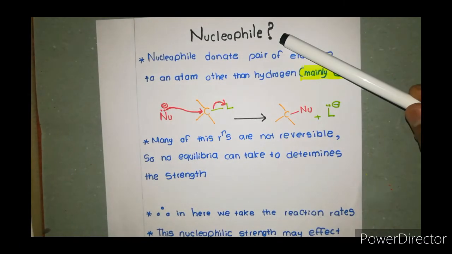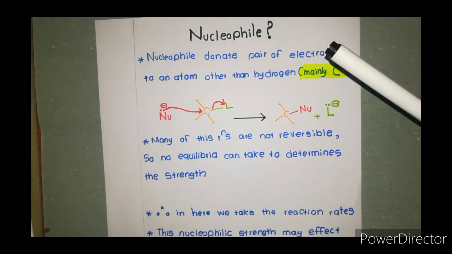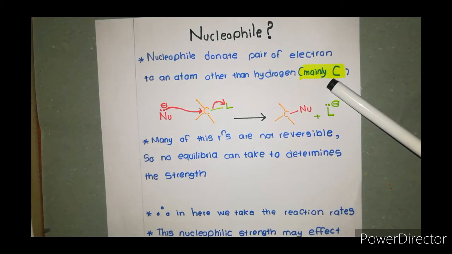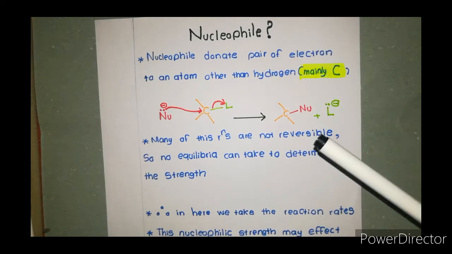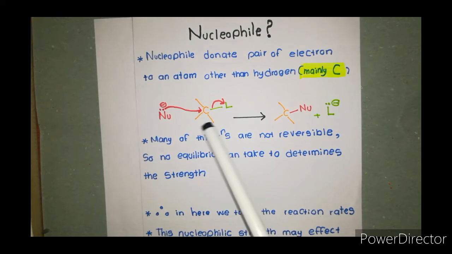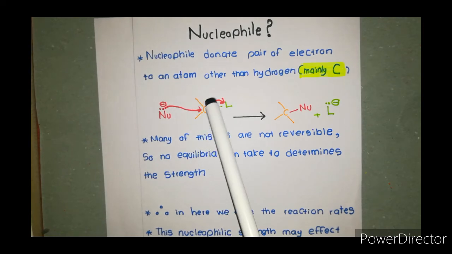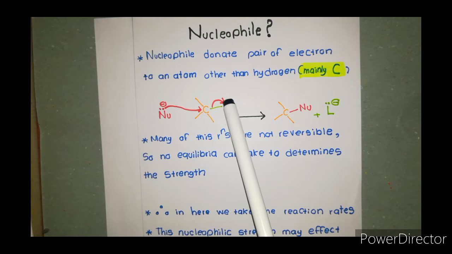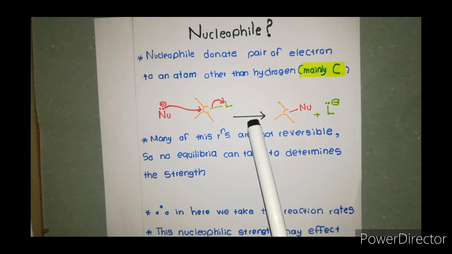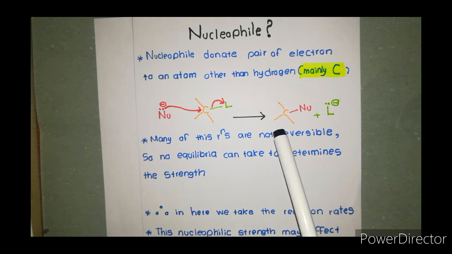Now we are going to discuss the nucleophile. We know that a nucleophile is a substance which donates its lone pair of electrons towards an atom other than the hydrogen. Normally, it's mainly the carbon atom. There's a speciality in a nucleophile. When a nucleophile is participating in a reaction, there will be a bond formation due to this nucleophile donating electrons towards this one, and there will be a bond breakage as the leaving group leaves, which results in a non-reversible reaction.